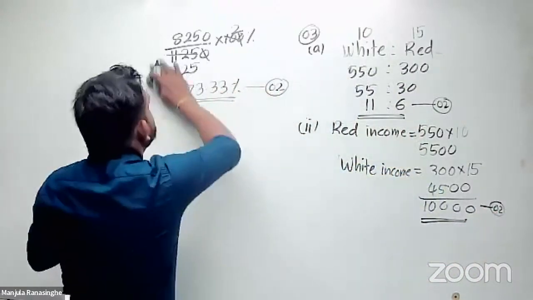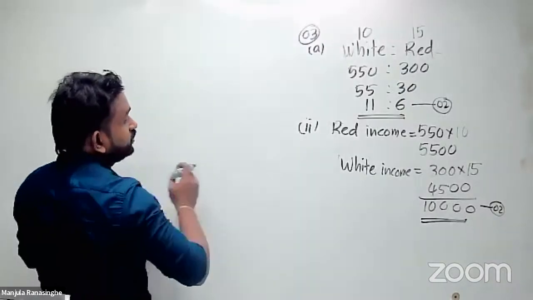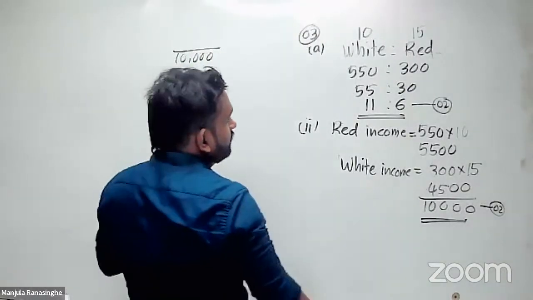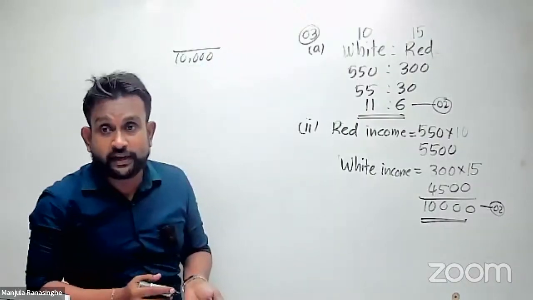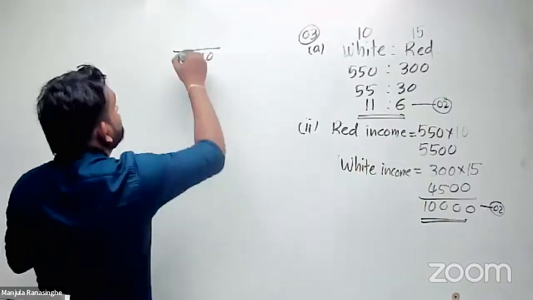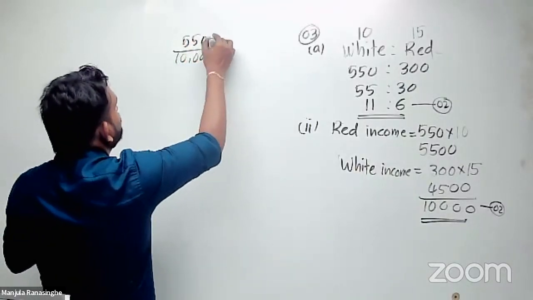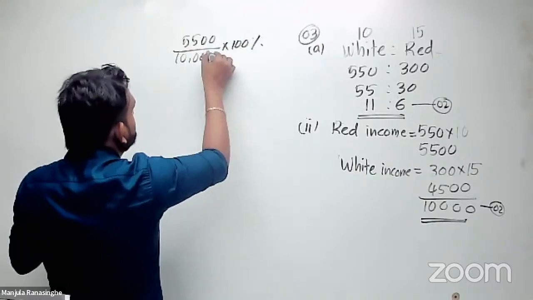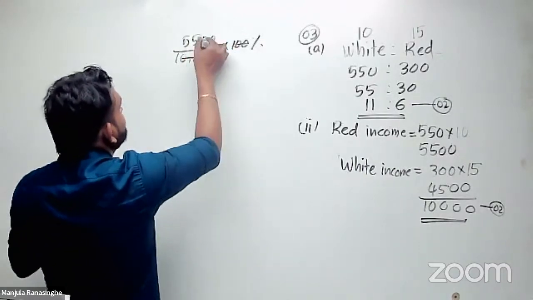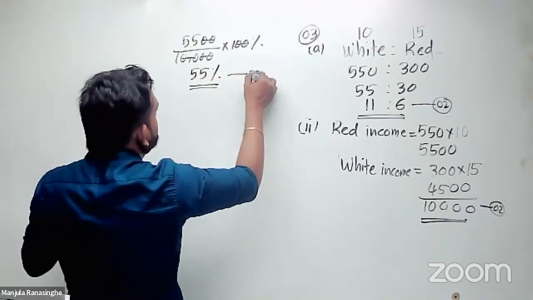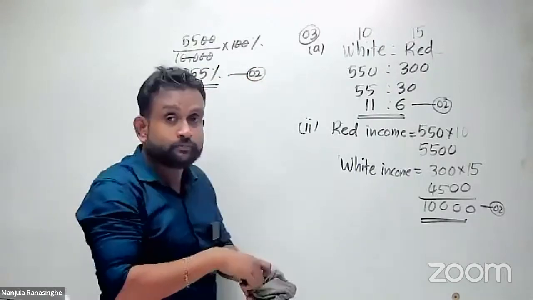Then the red lotus income as a percentage of the total income, which is 10,000. They're asking again about the red lotus. The red lotus income is 5,500. So that is the fraction, multiply with 100%. Here two zeros cancelled, here two zeros cancelled. Then it gives you 55%, 2 marks gained.